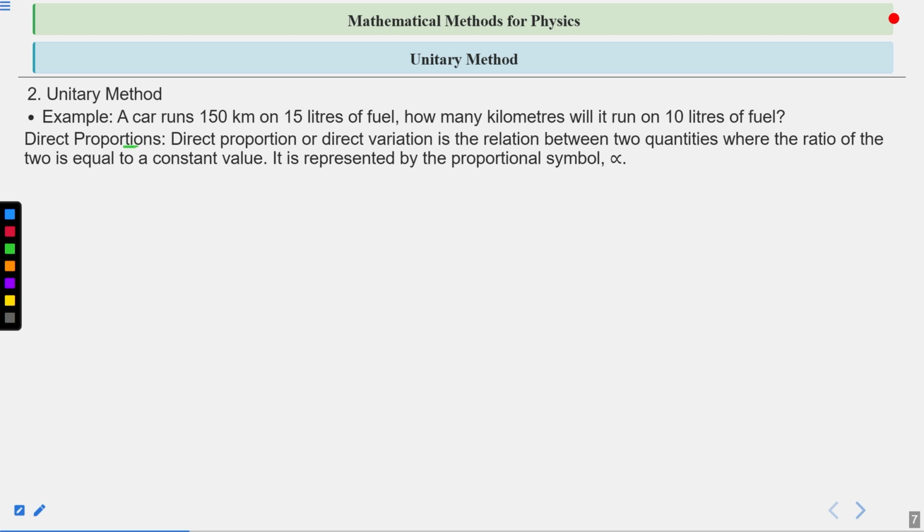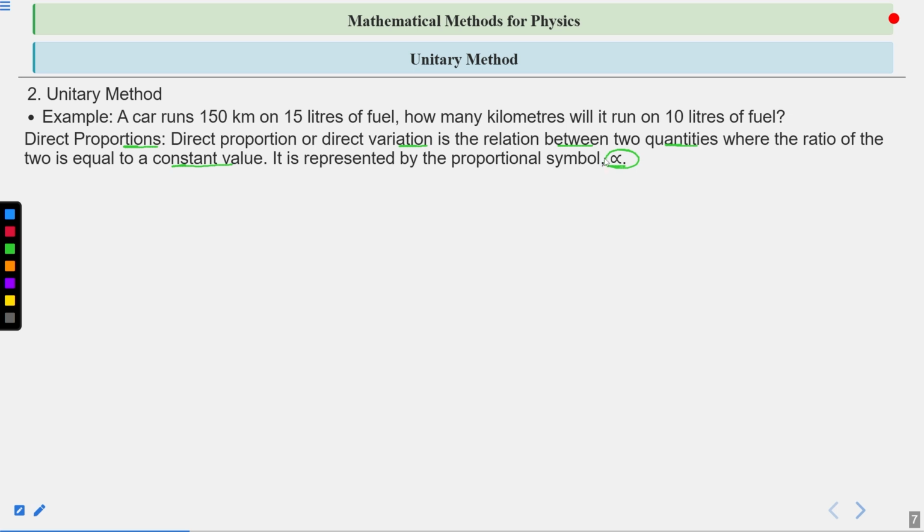Direct proportions. Direct proportion, or direct variation, is the relation between two quantities where the ratio of the two is equal to a constant value. It is represented by the proportional symbol, this one. Listen carefully. This is the proportionality symbol. What does it mean?